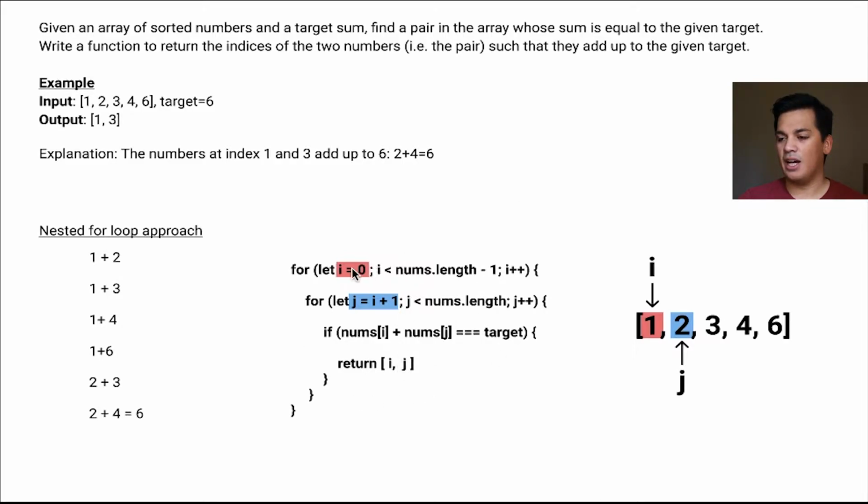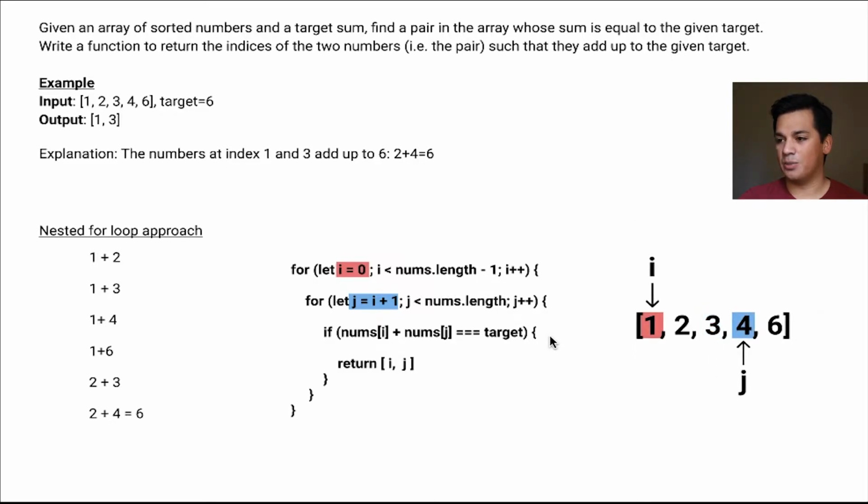Here we have i equals 0, j equals i plus 1, which is 0 plus 1, which is 1, and we have 1 and 2. 1 plus 2 does not equal 6, so we move forward. Now j is index 2, and i still stays on 0 because this for loop in here iterates every single value after i until the end, and then we move i. So with that in mind, now we have 1 and 3 equals 4, not 6, so we move forward.